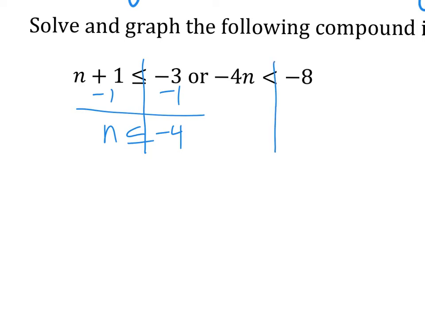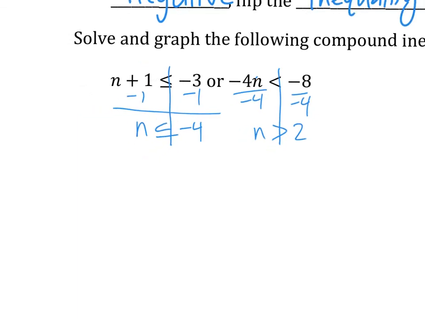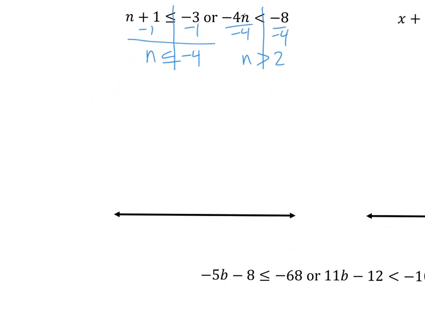And then for this next one, we want to isolate n by dividing by negative 4 on both sides. And again, when we divide by a negative, we have to make sure that we flip that inequality sign. So we should get n is greater than negative 8 divided by negative 4, which is 2. Okay, so then in this case, we have n is less than or equal to negative 4, or n is greater than 2. So we can graph that on our number line.